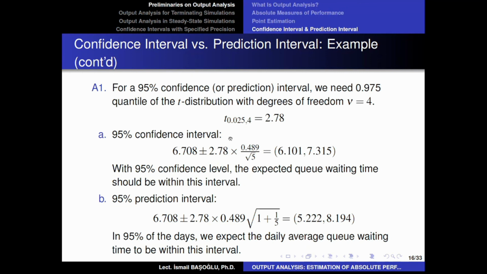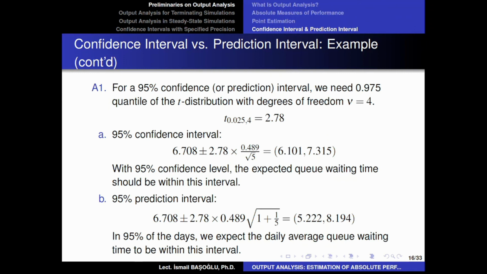However, from statistics, you know that if the number of observations in your sample is sufficiently large, for example larger than 50, you can safely use the Z quantiles, which you obtain from the standard normal distribution, instead of t quantiles. Because in that case, when the degrees of freedom is large for the t distribution, the t quantiles converge to Z quantiles. Now, the sample standard deviation is divided by the square root of the number of replications, and that interval gives me a confidence interval for the expected queue waiting time.